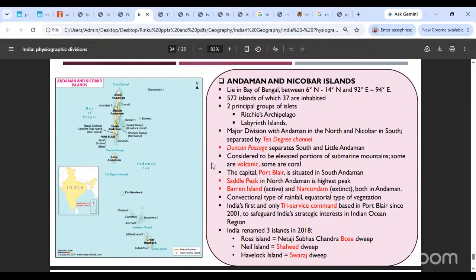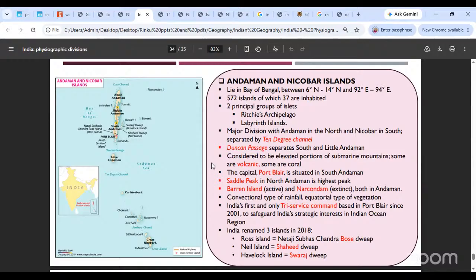ओके. व्हेयरएज लक्षद्वीप आइलैंड्स आर फेमसली कोरल आइलैंड्स, कोरलाइन आइलैंड्स मानते हैं हम उसको. ओके. तो ऐसा नहीं है कि अंडमान निकोबार पे कहीं भी आपको कोरल नजर नहीं मिलते, बट अंडमान निकोबार आइलैंड्स फेमसली वोल्केनिक मानते हैं हम लोग, एंड लक्षद्वीप फेमसली कोरलाइन मानते हैं. ओके, ठीक है. अंडमान निकोबार आइलैंड्स जो है, दे लाई इन द बे ऑफ बंगाल बिटवीन 6 to 14 degrees north and 92 to 94 degrees east.